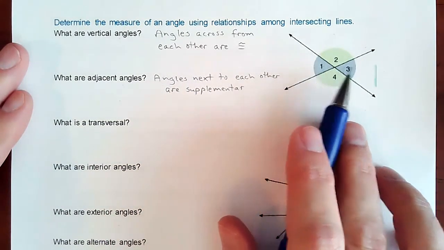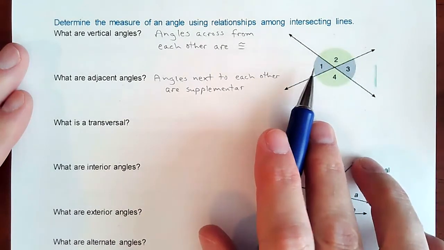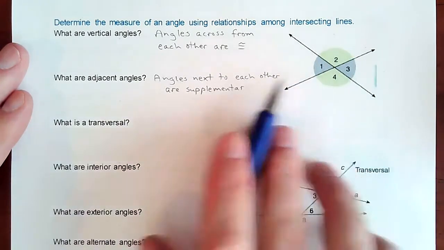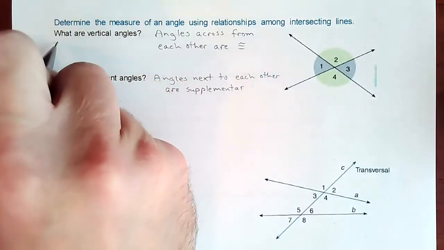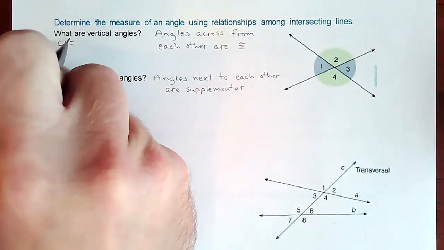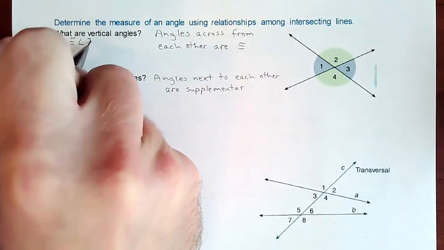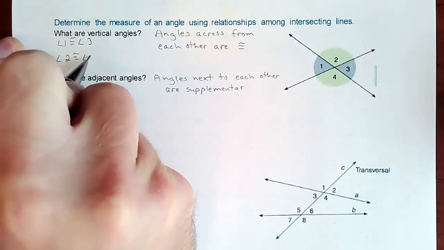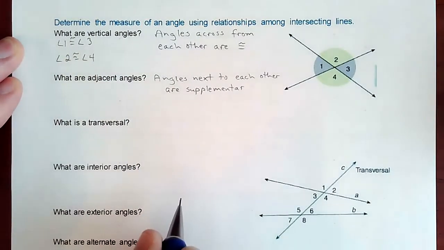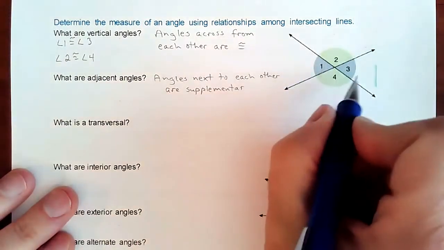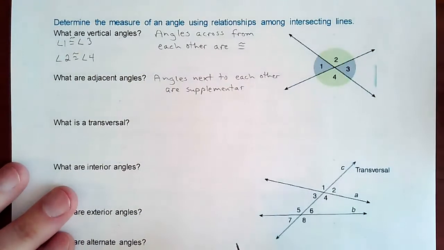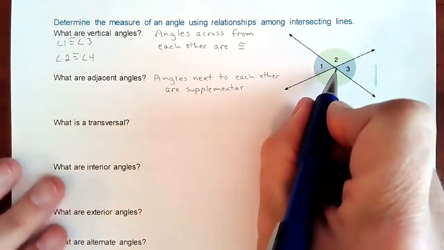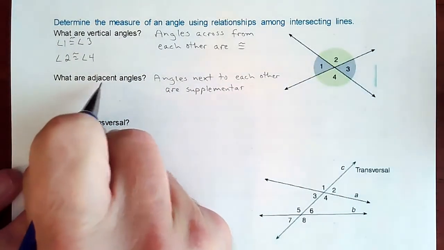So whatever that one is, that one is. So if that's 20 degrees, then that one's 20 degrees. So what we can say is that angle 1 is congruent to angle 3, and angle 2 would be congruent to angle 4. Okay, so vertical angles are just angles where you have two lines that cross and they're just across from each other. And then within that same picture, we have angles that are called adjacent angles.